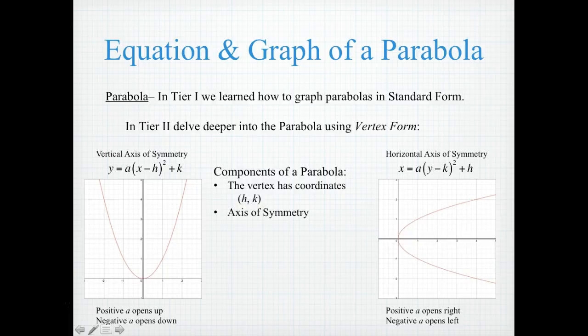But also, it's easy to identify the orientation of a parabola. For a vertical axis of symmetry, a positive value of a will open up, and a negative value of a will open down. For a horizontal axis of symmetry, a positive value of a opens to the right, and a negative value of a opens to the left. Now there are a couple of additional components that we're going to introduce in the next lesson, and they're called the focus and the directrix.